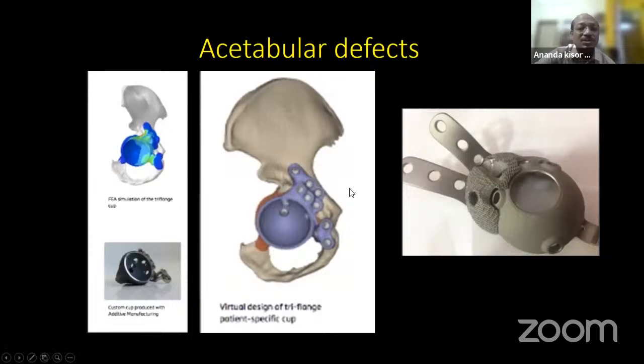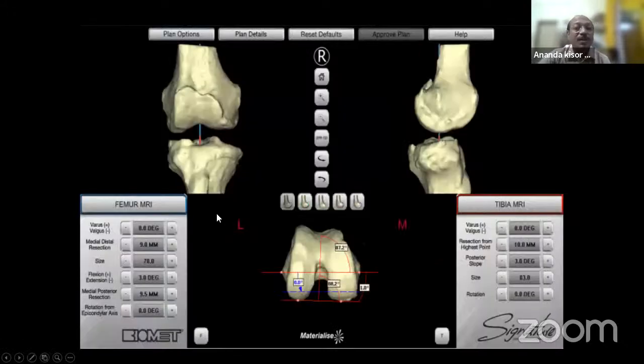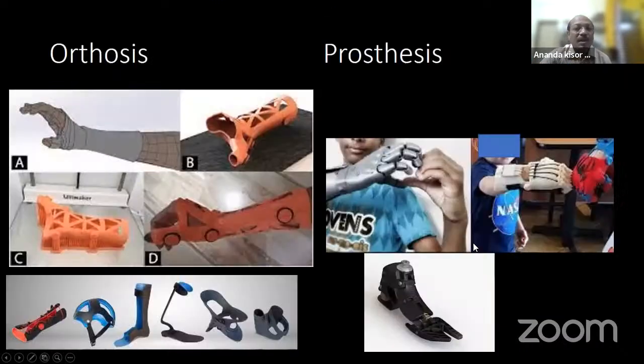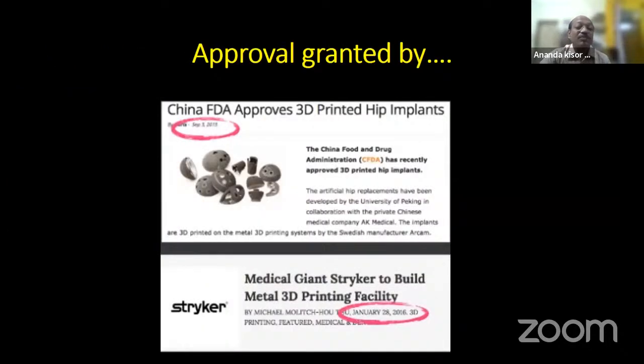So in those cases, the 3D printing will help for this. And again, for the revision TKR or in the complex TKR, you can see here the customization of the implant can be done with the help of this 3D printing technology. Similarly, the designing of the orthosis can be done accurately with the help of this 3D printing, as also the prosthesis. As you can see here, this powered foot ankle orthosis can be used with the help of this 3D printing.